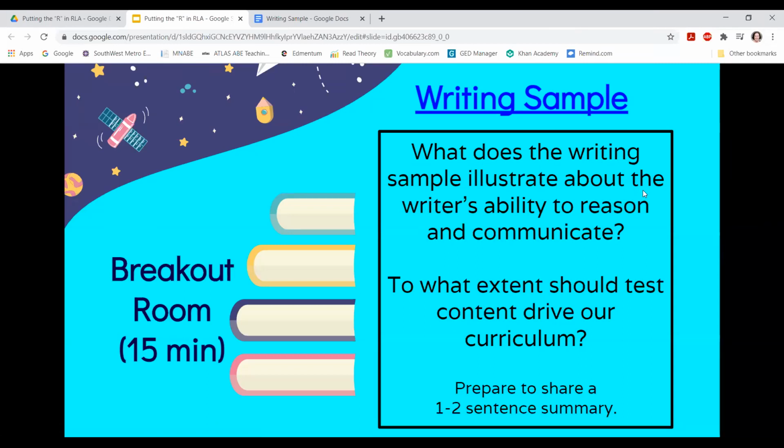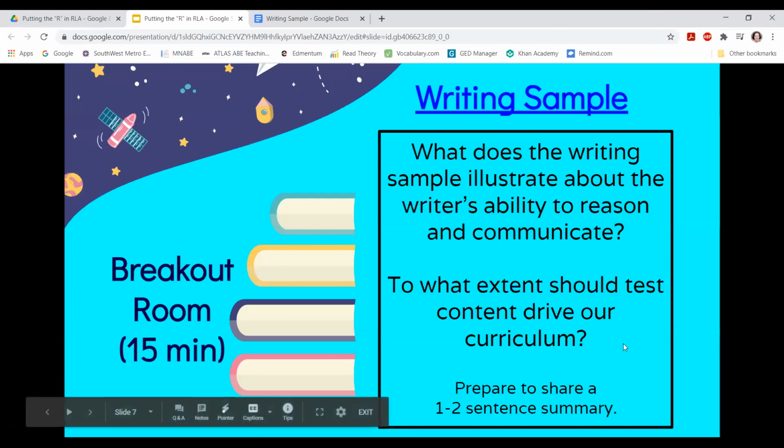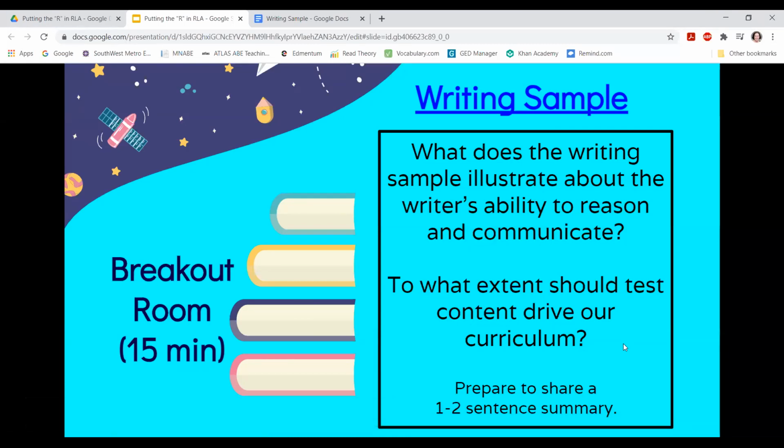And really the bigger question that we're getting at, between reacting to this quote, please share your reactions to the writing sample in your breakout rooms. But really the bigger question we're getting at is, to what extent should test content drive our curriculum? So if you're in session and you're not a GED teacher, you're not familiar with it, I still think there's a lot you can get from this conversation. Just change GED to a TABE test or a CASAS test, and we're talking about the same thing.